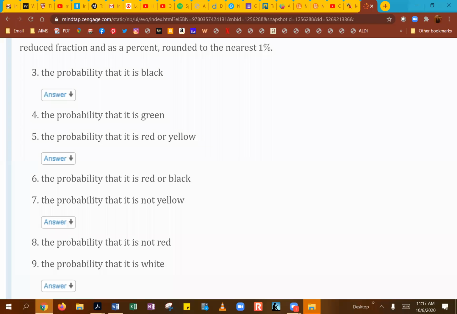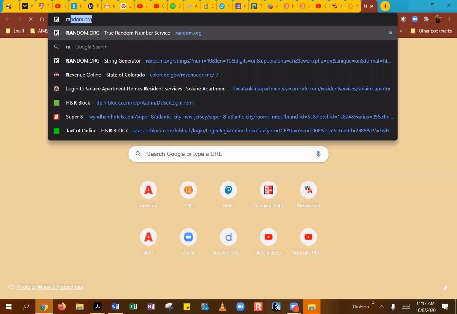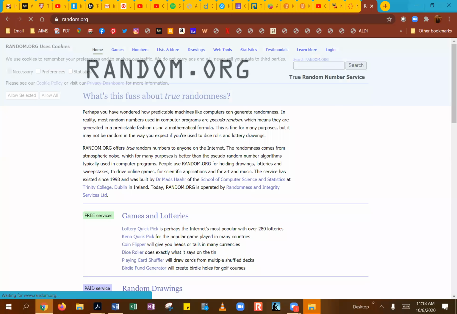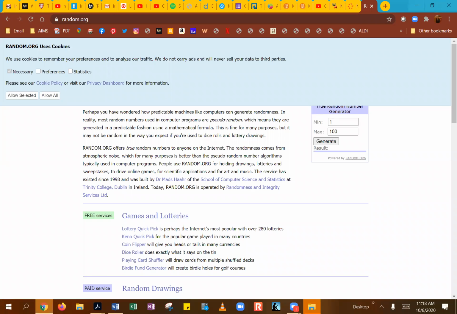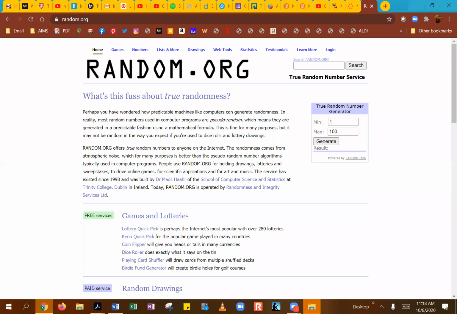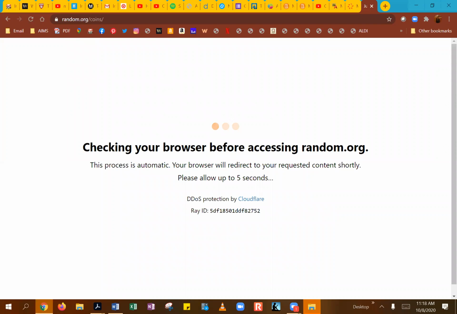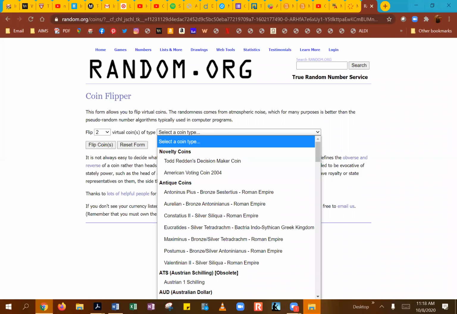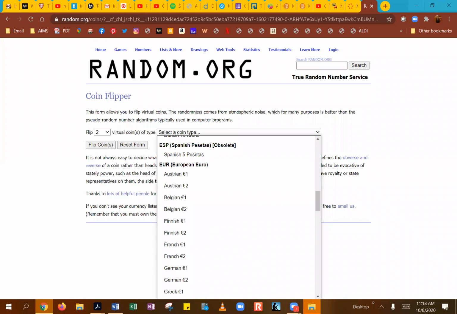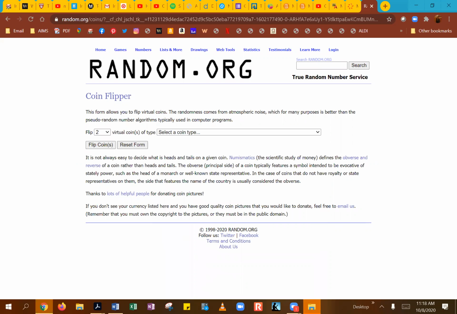I don't know if you guys are familiar with this, it's not doing it by hand, but there's a website called random.org. It actually has a coin flipper, and you can choose what coin you want to toss. You can see it actually has coins from different countries, and then it tells you how many times you want to toss your coin. It looks like the maximum number here is 200.